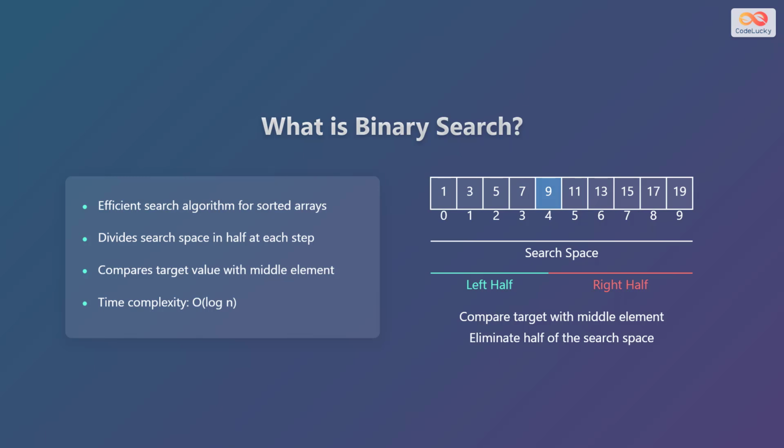It achieves this by comparing the target value with the middle element of the search space. The time complexity of binary search is O(log n), making it significantly faster than linear search for large datasets.